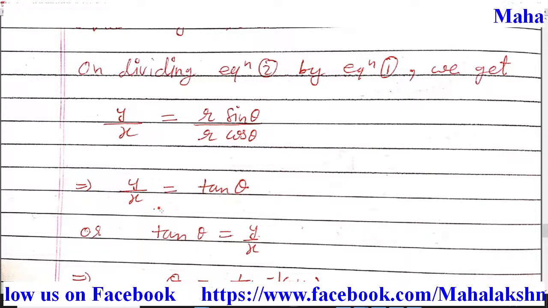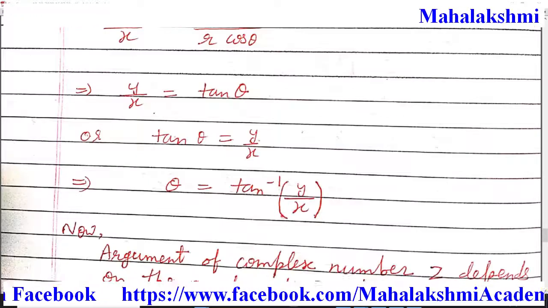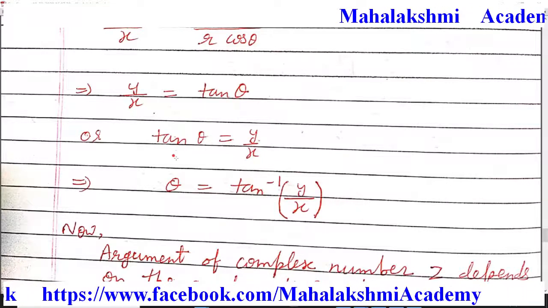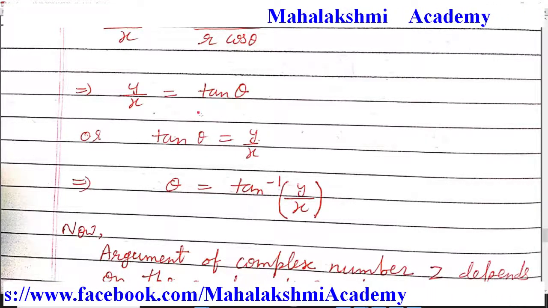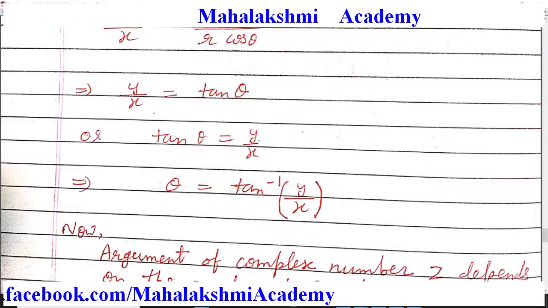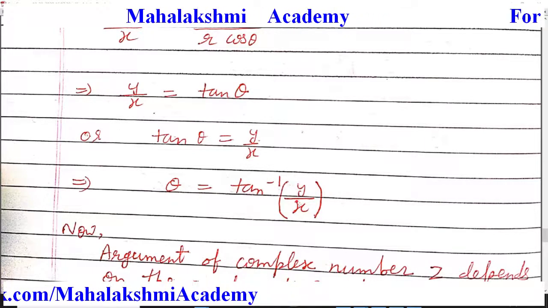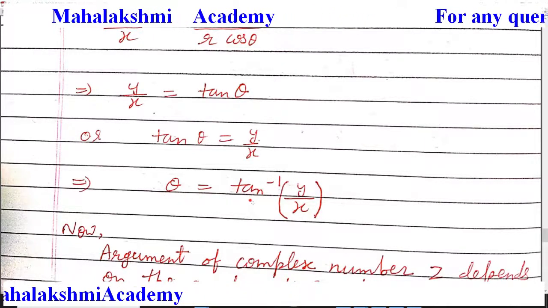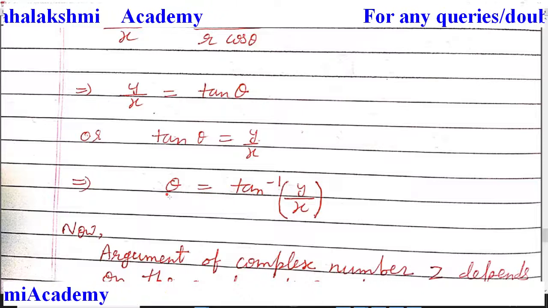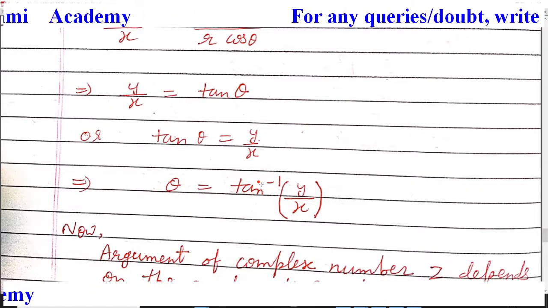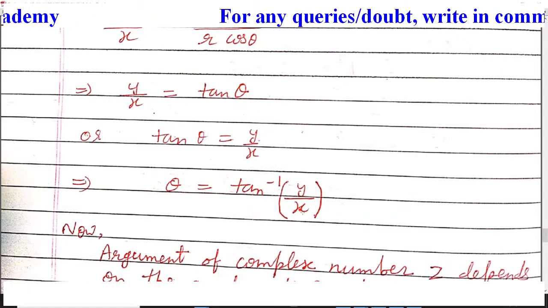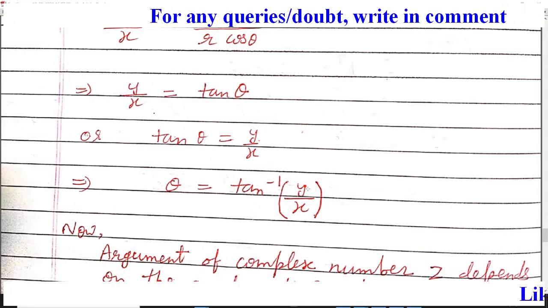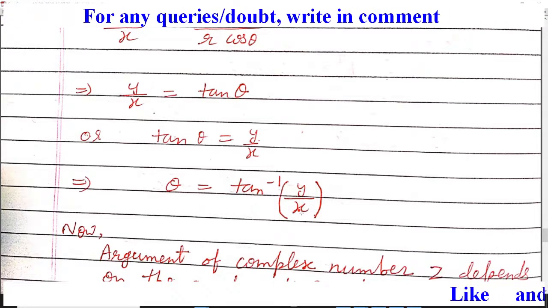Now you can write it as tan theta is equal to y upon x also. If you want theta only, then tan will go to the other side, and it's going to be tan inverse y upon x. So this is the formula for theta, that is, the argument formula is tan inverse y upon x, that is imaginary part upon real part.